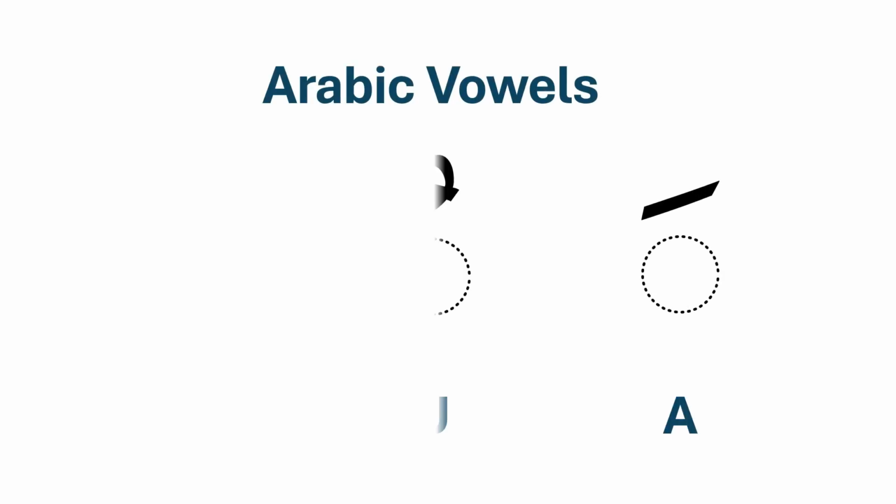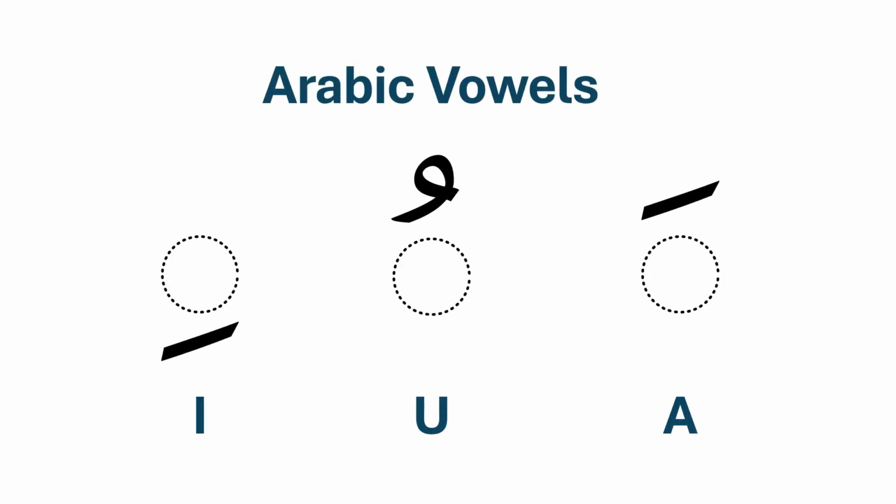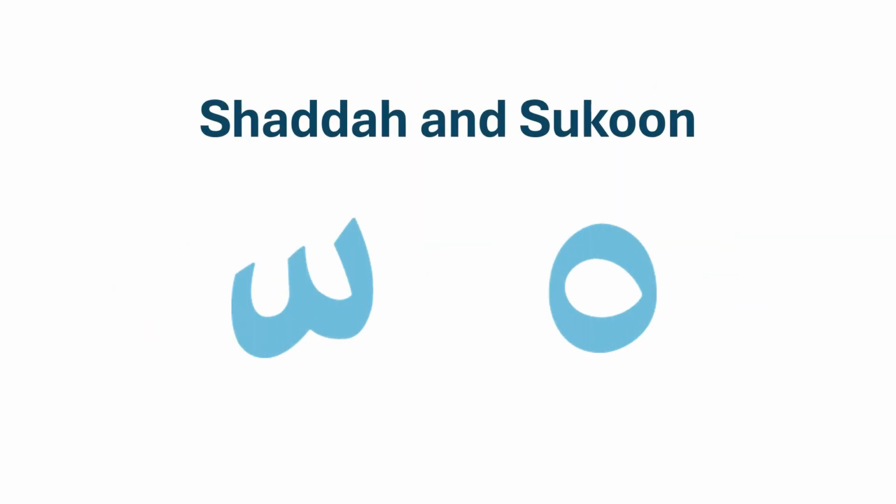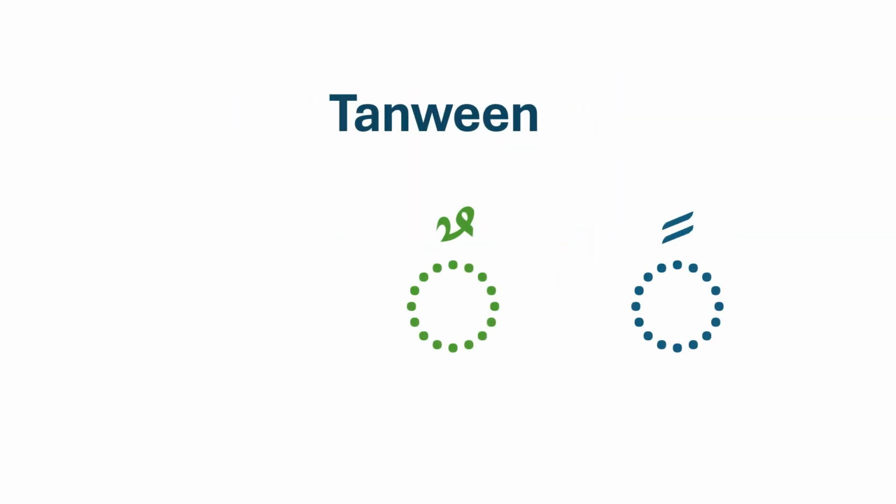Earlier we learned Arabic vowels, which are called harakat in Arabic. These vowel symbols give the a, e and u sounds to consonants. Then we discussed longer versions of these vowels. After that we learned sukoon and shadda. And finally, in this video, we'll complete the discussion of Arabic diacritics by understanding the tanween.